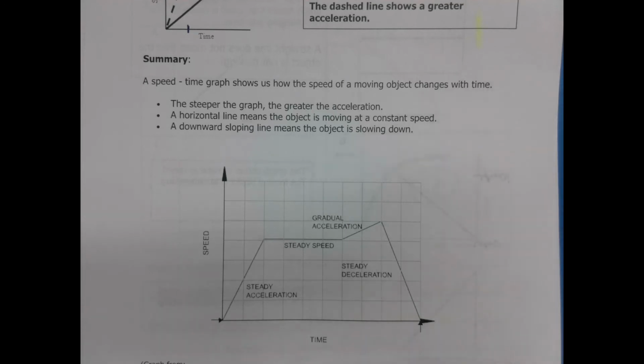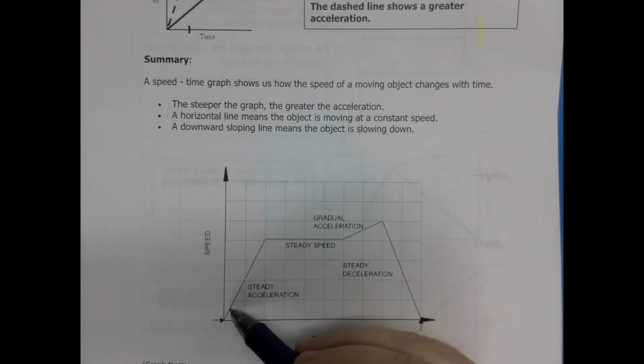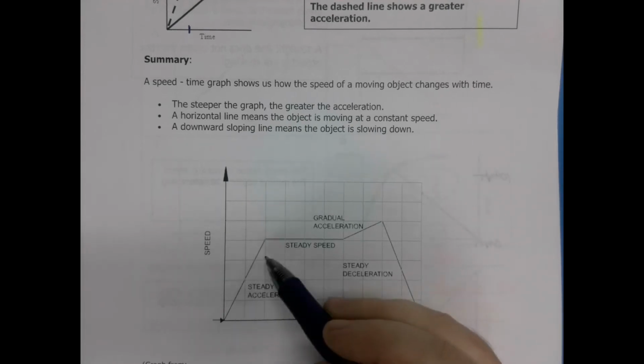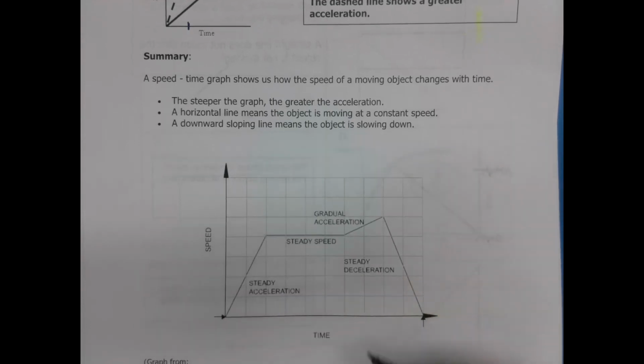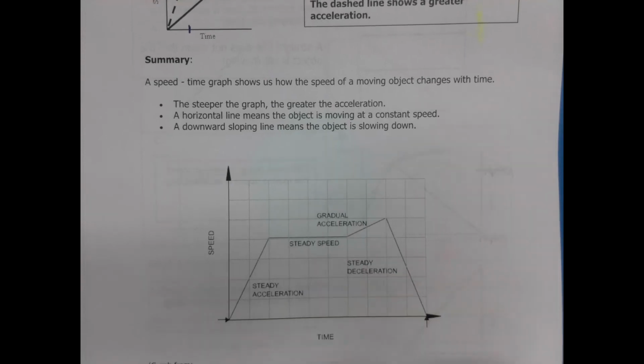So the horizontal line means the object is moving at a constant speed. A downward sloping line means the object is slowing down. So here the acceleration is steady. The speed is changing. Here it's staying at constant speed.